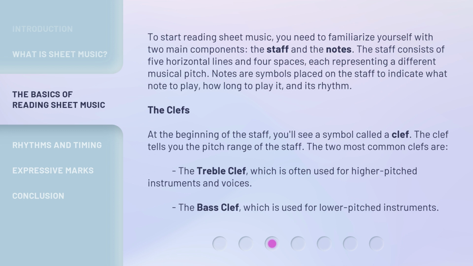The clefs. At the beginning of the staff, you'll see a symbol called a clef. The clef tells you the pitch range of the staff. The 2 most common clefs are the treble clef, which is often used for higher-pitched instruments and voices, and the bass clef, which is used for lower-pitched instruments.